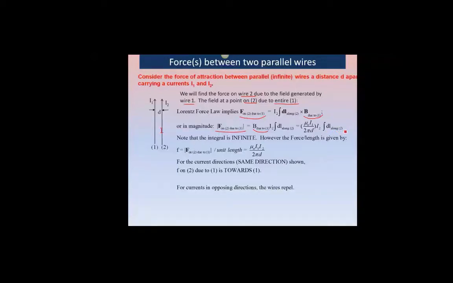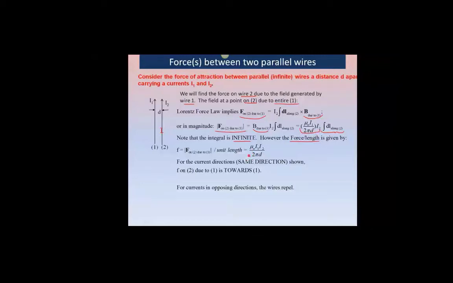Now wait a minute, this is an infinite wire. This integral is infinite. We can't do this problem. Well, we can. The integral is infinite, but we can do the force per unit length. We've done this before with electric charge. If you want per unit length, you take this force and divide by the length. This is the length, by the way. Then you get rid of this part of the integral, and you're left with just this factor right here, which is what I've shown here.